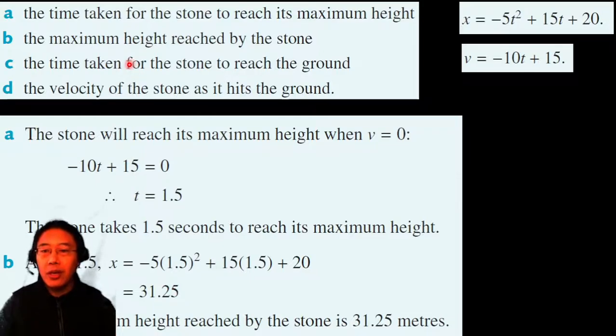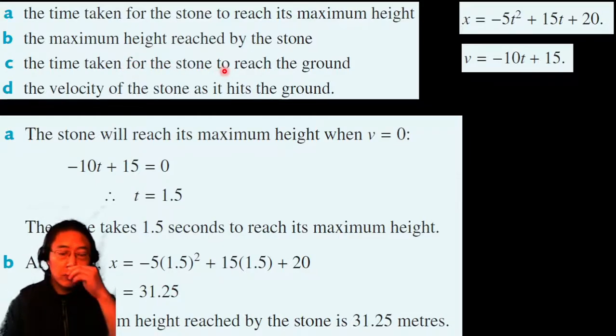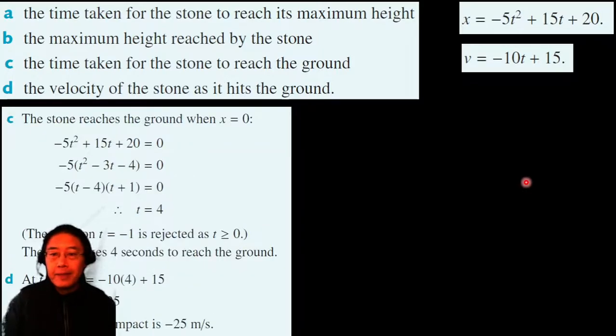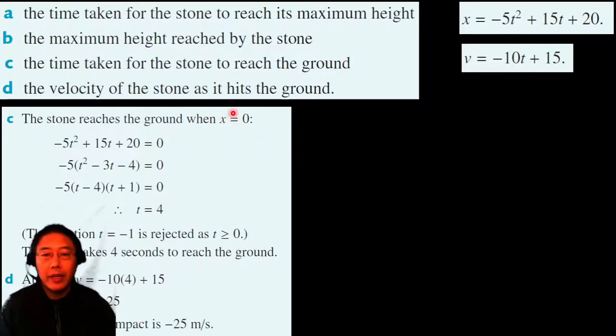Now the time taken for the stone to reach the ground is when x equals 0. So when x equals 0, it's a quadratic, so you will end up with two values, t equals negative 1 and t equals 4. As t is positive, you need to reject the negative value, so you only keep t equals 4, which is the only solution for part C.